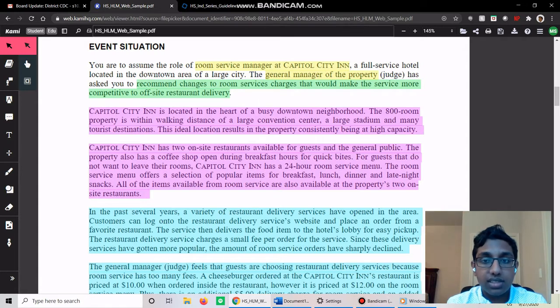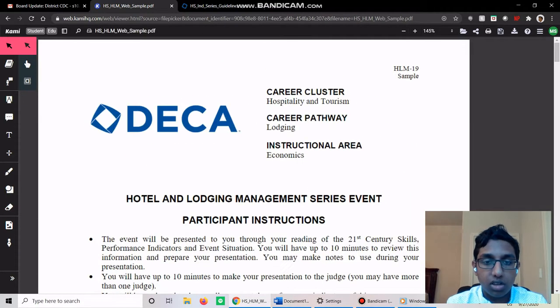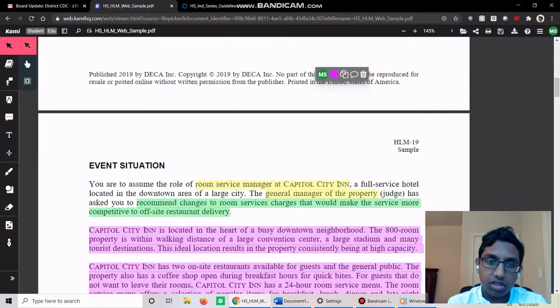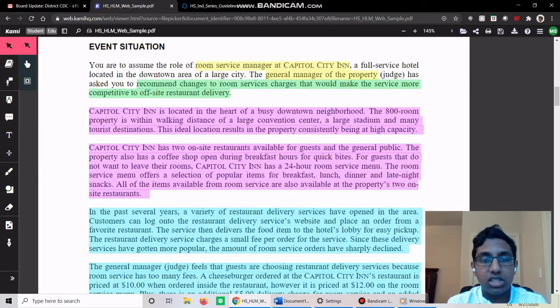So if you look carefully, this is the main part of the roleplay. Up here is who you are, who the judge is, and what you are being asked to do. And then as you go into the next two paragraphs, they're in a general structure. These are usually going to be background about what the business is like or what the company is like. Especially for events in the hotel lodging and management series event, that's the general structure. The structure will tend to change slightly based on which specific event you're competing in.